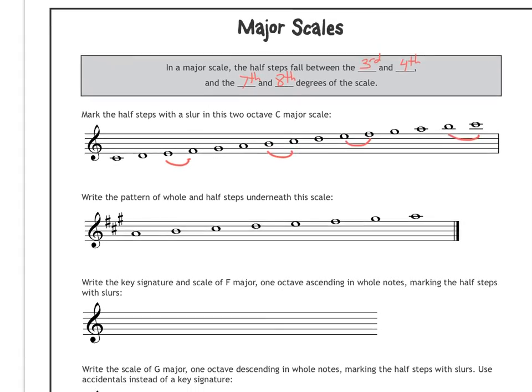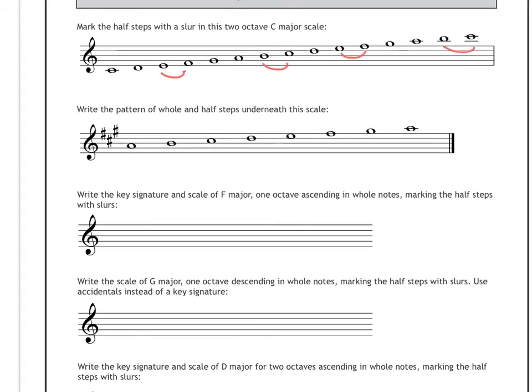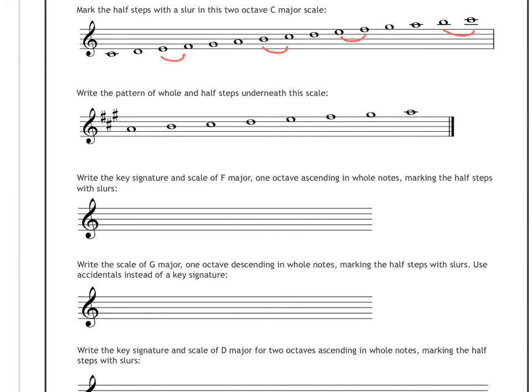Next it says write the pattern of whole and half steps underneath this scale. Remember, the whole and half steps fall between the notes. You don't put a W under here and a W under there, because the W's and H's, the whole and half steps, represent the distances between the notes. So write the pattern of whole and half steps. If you can't remember what it is, again, look it up. It'll take you seconds to find out what it is. And your answers go between. So the W or H goes here and here and here between your notes, because they are distances.